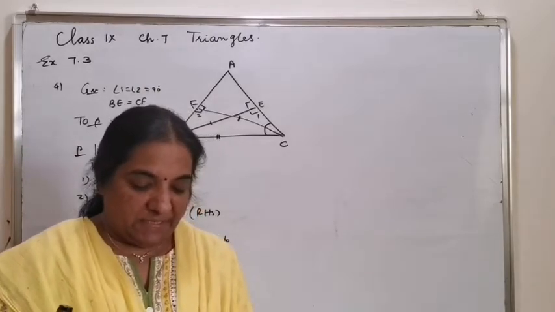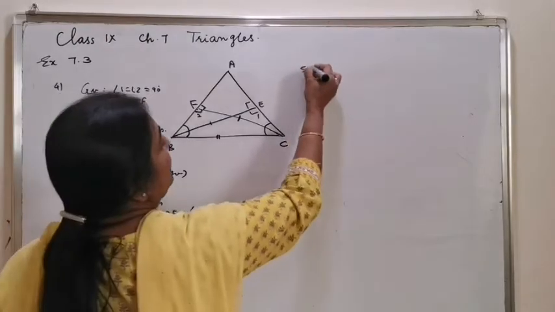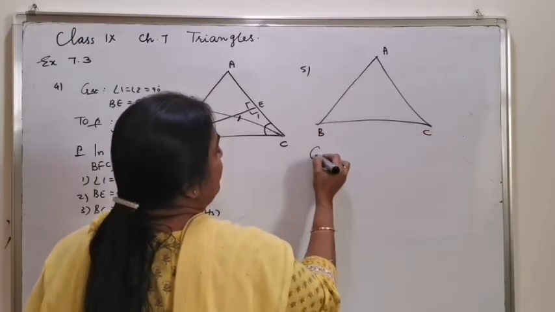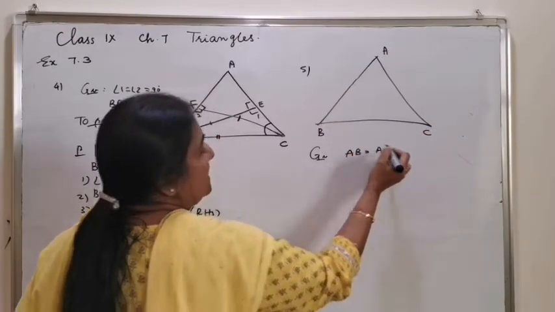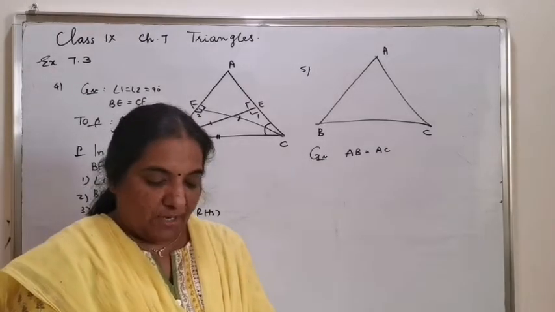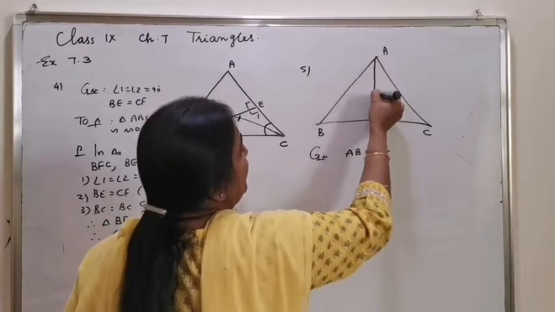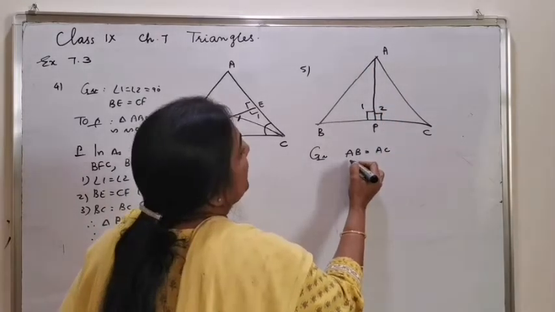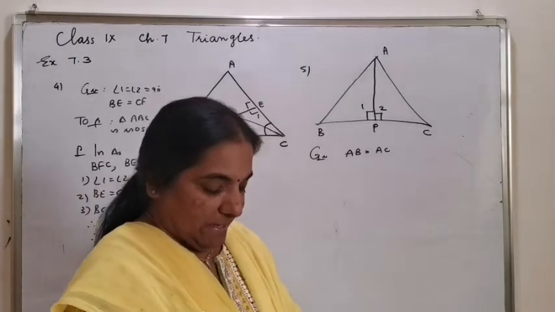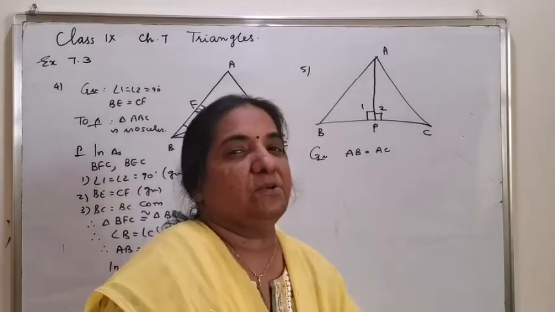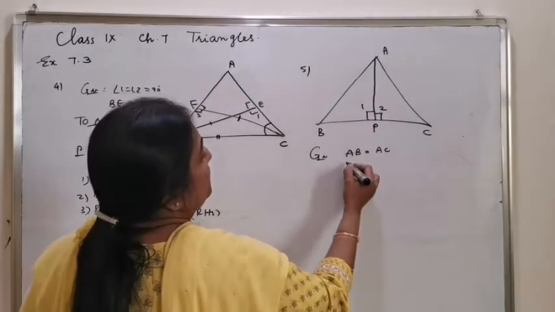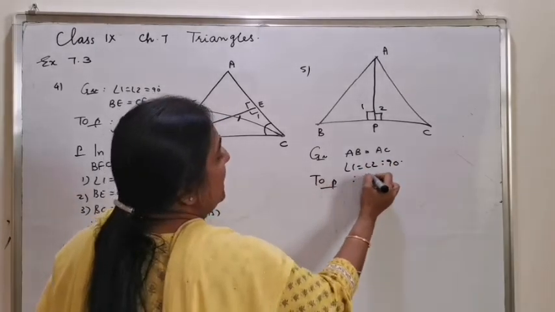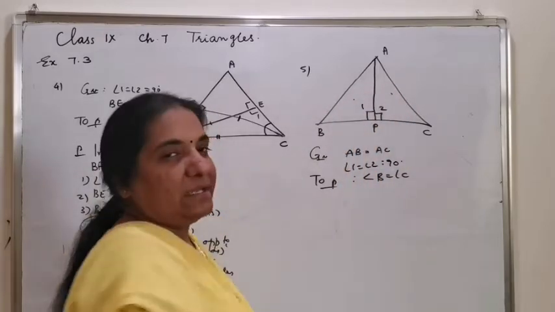The last one, ABC is an isosceles triangle with AB equal to AC, given. Draw AP perpendicular to BC. That means it's a perpendicular. Angle 1 and angle 2 are 90 degrees. Show that angle B is equal to angle C. So angle 1 is equal to angle 2 is equal to 90 degrees is also given. What is to prove is angle B is equal to angle C.